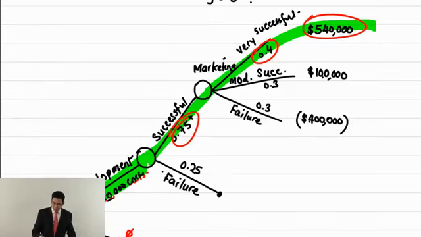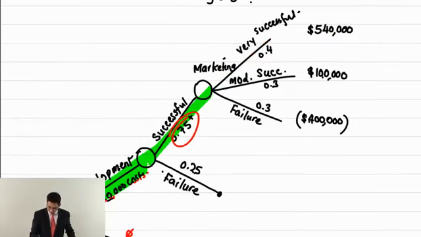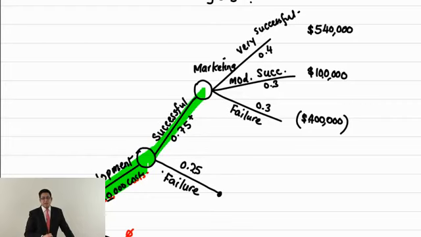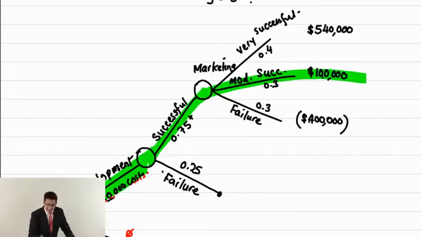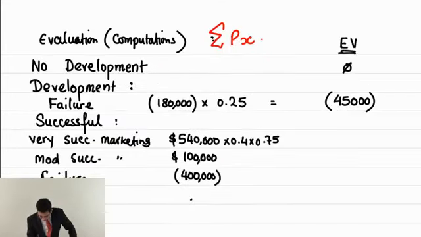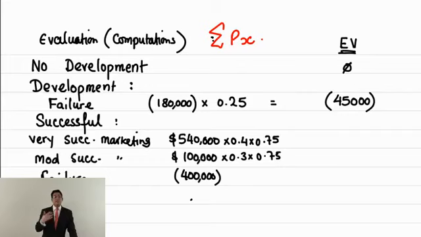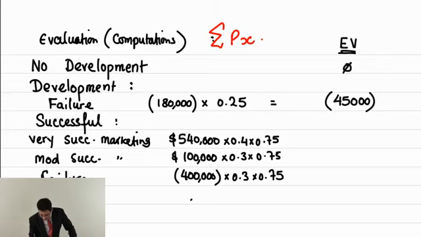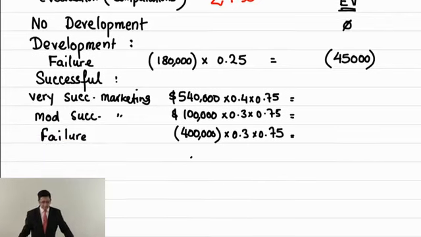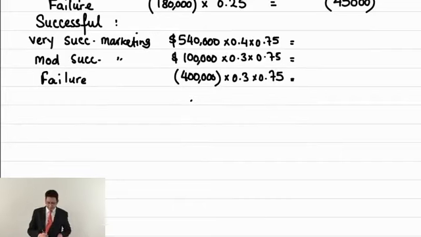Exactly the same thing with the second one. Please look at this second one. We developed, we were successful in development, but we were moderately successful in the marketing. And again, there are two probabilities in this branch, 0.75 for the successful development and 0.3 for the moderate marketing. So times 0.3 and times 0.75. Don't add them, multiply them. And same thing for the last one, 0.3 and times 0.75. And here are the expected values of successful or unsuccessful marketing.